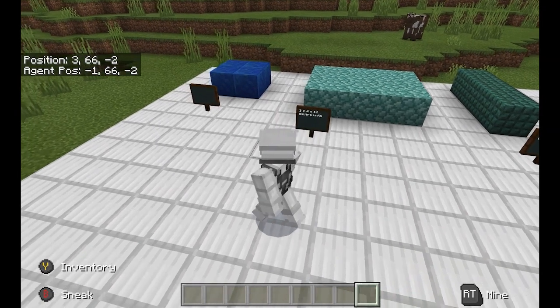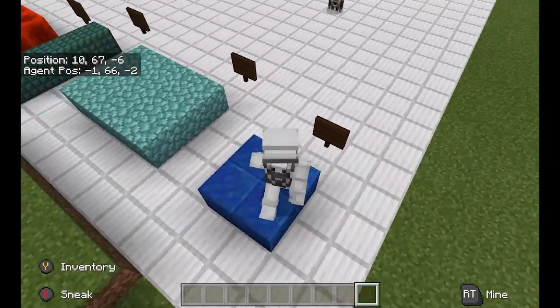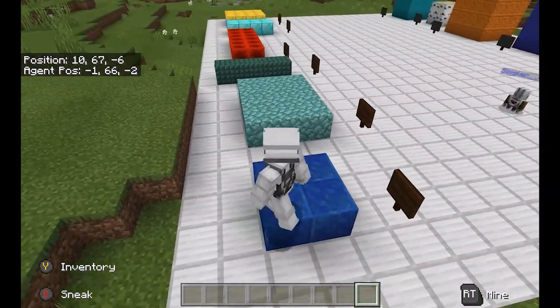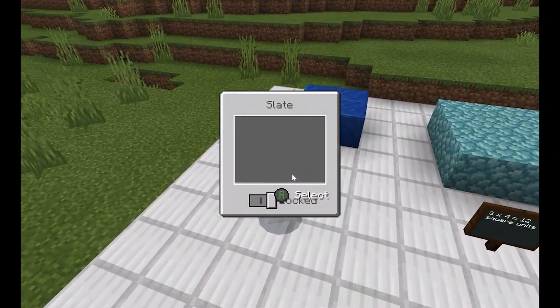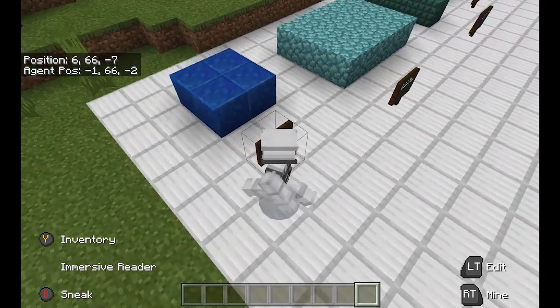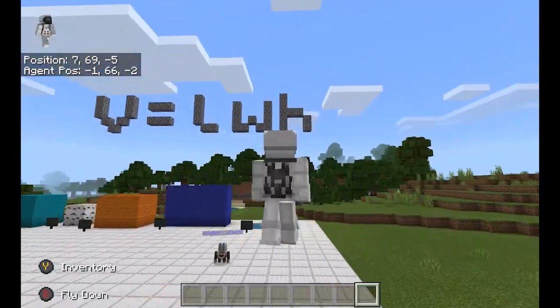There we go. And last but not least, we have this teeny tiny one, and it's 2 times 2 for a total of 4. 2 rows with 2 in each row. There we go. 2 times 2 equals 4 square units. So that's the total area that this takes up. That's how much space it takes up.